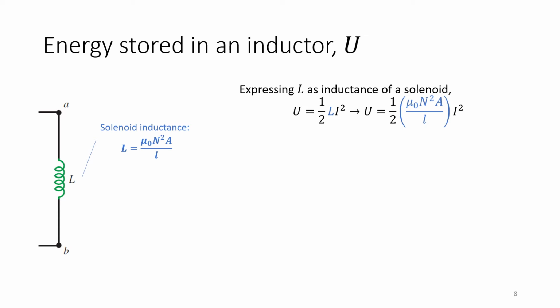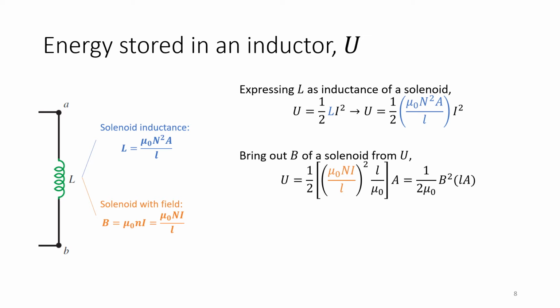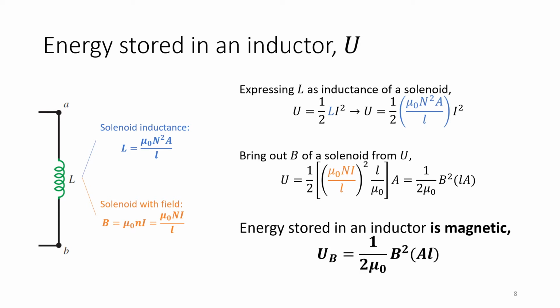Now, we can rearrange this expression in a way that the magnetic field of a solenoid, being mu naught times N I, appears in U. U can then be re-expressed as 1/2 mu naught B squared times L times A. Now, this B squared, after rearranging everything, is the expression in orange. From its dependence on the magnetic field, we can then say that the energy stored in an inductor is magnetic. So we index U with a B to distinguish it from the electric potential energy that's seen in capacitors.